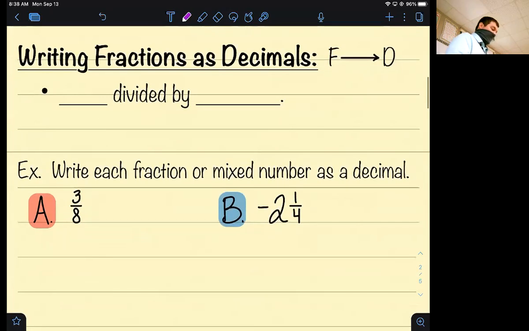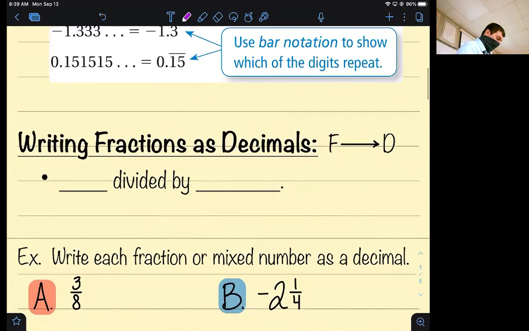So we're going to focus today, since your guys' chapter 2 opener had you do this, on writing fractions as decimals and writing decimals as fractions. So to write a fraction as a decimal, we're going to do top divided by bottom. Top divided by bottom.